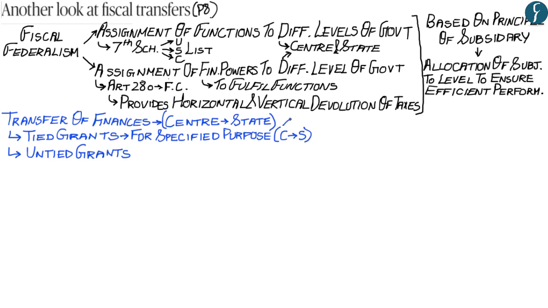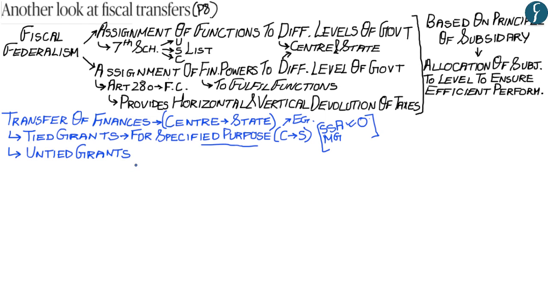Now, an example of this would be centrally sponsored schemes, whereby what is seen is that the central government would provide money to the state government for the implementation of the Sarv Shiksha Abhiyan, the Manrega program, or any other centrally sponsored scheme. However, the amount of money that has been provided by the central government to the state government under any of these schemes will have to be used for that specified purpose only, whereby the money that has been provided by the central government to the state government for the Sarv Shiksha Abhiyan cannot be used for any other purpose.